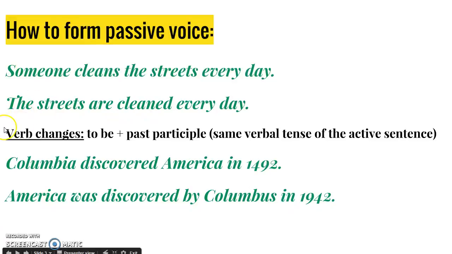So the official way to create the passive voice, you take the verb, you add a version of the verb to be, and the past participle. So it's how you are making sure that you're keeping the same tense. So we have our active voice, Columbus discovered America in 1492, and our passive voice, America was discovered by Columbus in 1492. So again, we're taking our object, America, and we're making that the most important part of our sentence rather than Columbus discovering it.